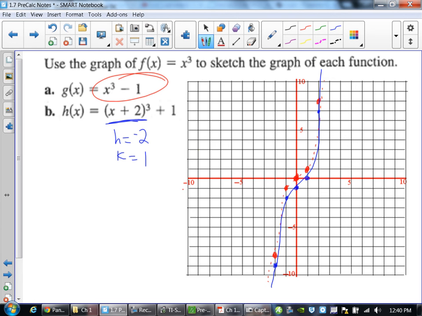Exactly. So here again, I go back to my parent function, and I start with, do I have to move left first or up first? Does it matter? No, it doesn't matter, as long as you move them both. Left 2, up 1. Left 2, up 1.